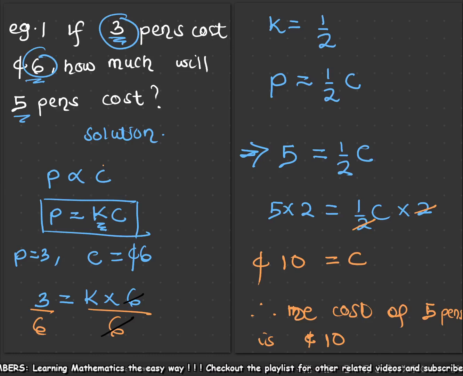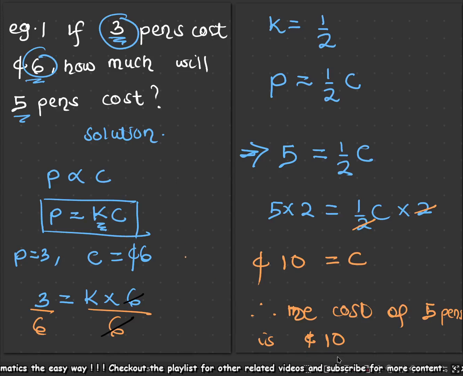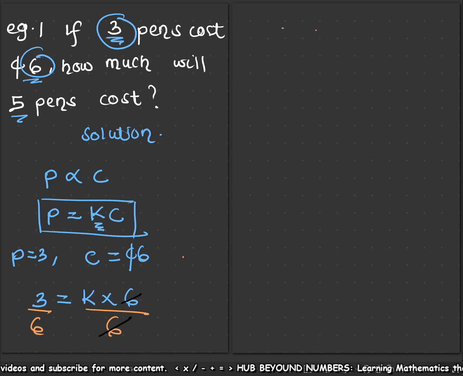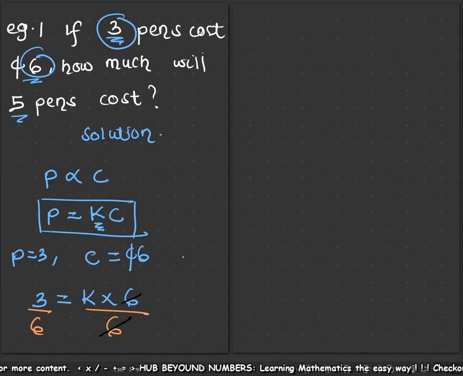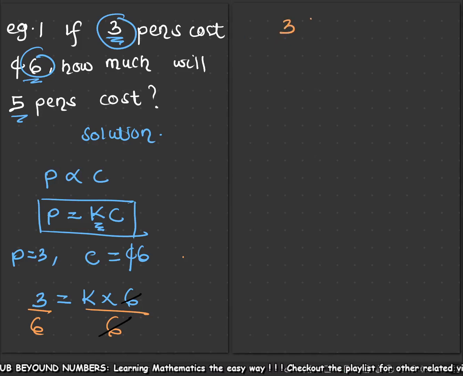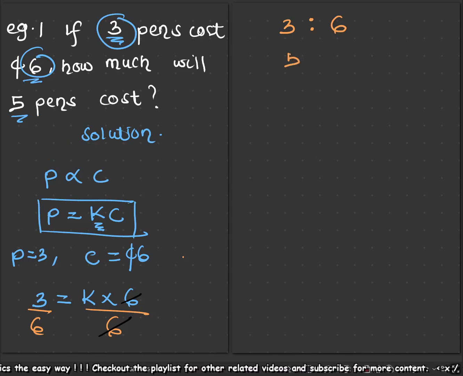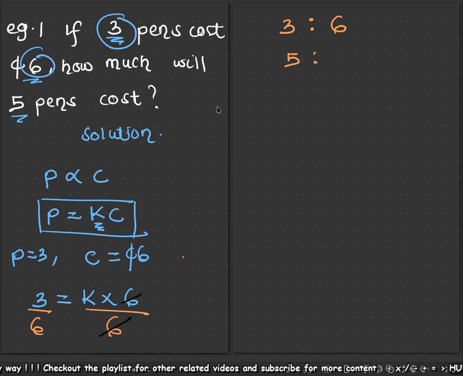Now, the other way we can solve this, we can solve this another way. How do we go about it? I'll be doing that here. You can just look at it. So we say if 3 pens cost 6 cedis, so 3 is to 6. Now, how much will 5 pens cost? So 5 is to what?